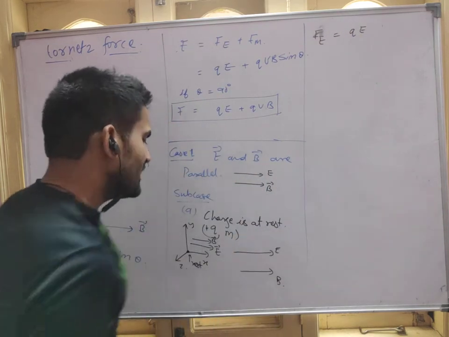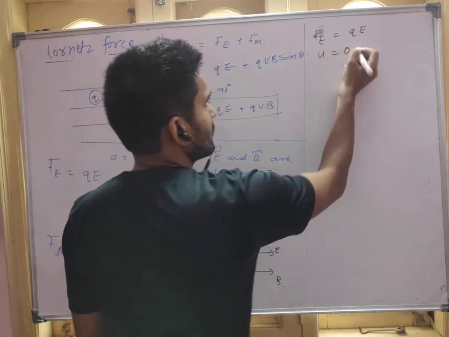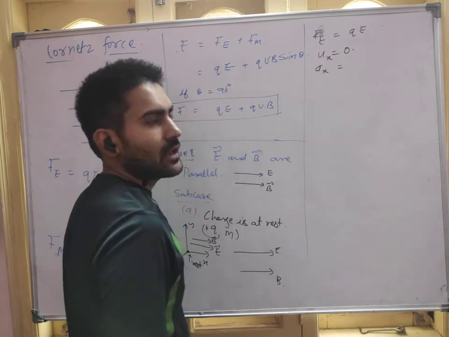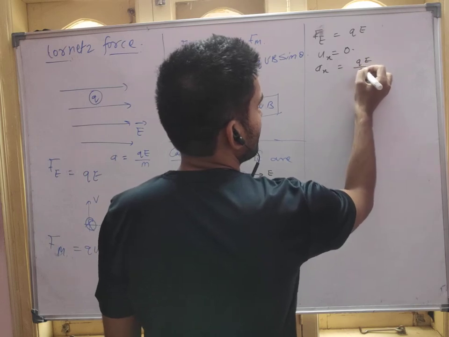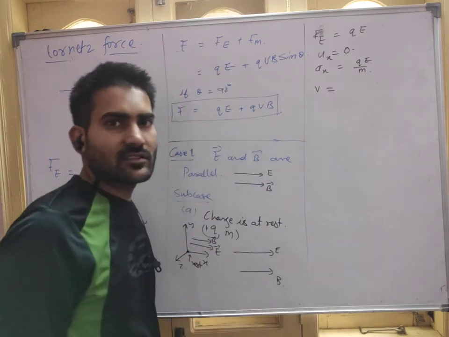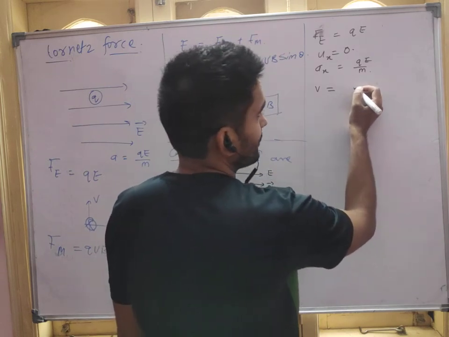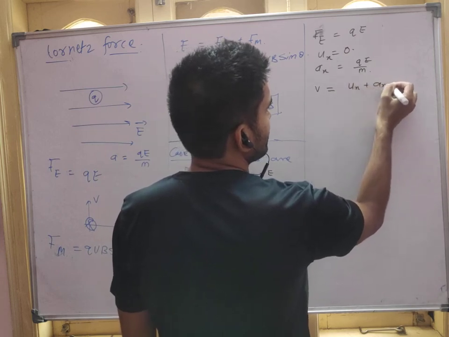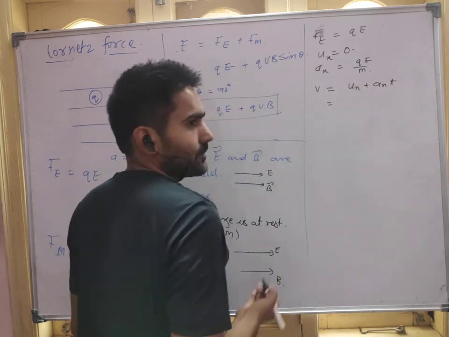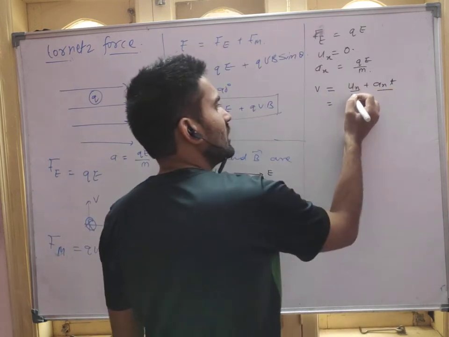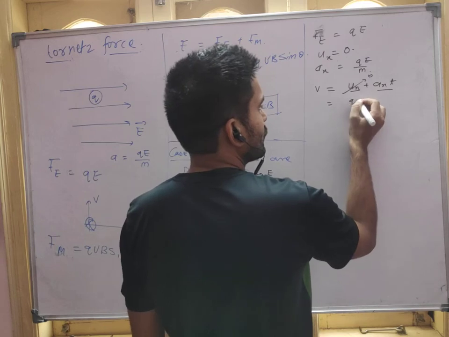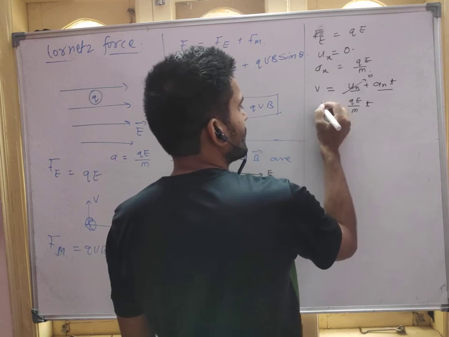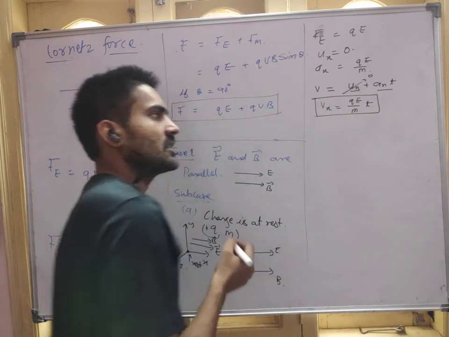Initially the initial velocity is 0, right? And the acceleration in the x direction will be how much? QE by m. So what will be the velocity of the charge? That is ux plus ax into t, right? So ux is how much, guys? It is 0, right? ax is QE by m, into t. So the velocity of the particle in the x direction will be this much.